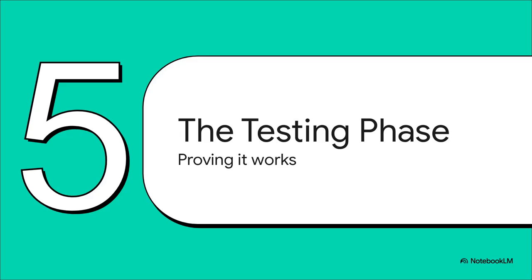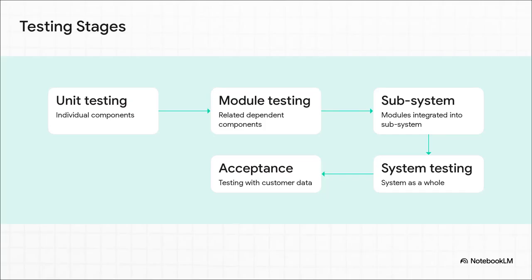Which brings us to Section 5, the testing phase, proving it actually works. Once the software is built, we hit validation to prove it conforms to those strict specs we laid out earlier. Think of testing like climbing a staircase. You start right at the bottom with unit testing, checking individual pieces. Step up to module testing for related collections of components. Then subsystem testing ensures those modules actually talk to each other properly. Near the top, system testing looks at the software as one giant whole to verify emergent properties. And finally, the summit, acceptance testing, where you use real customer data to prove it's actually ready for the real world.